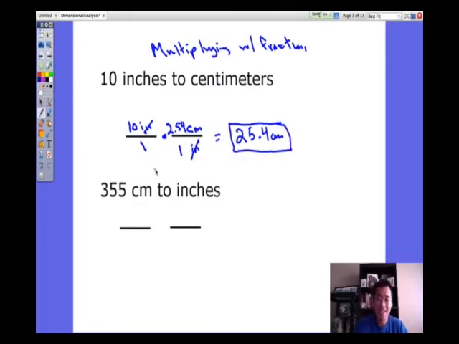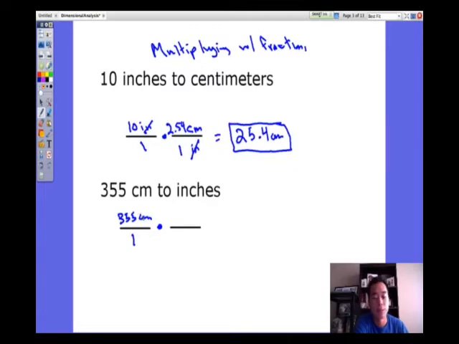Okay. The key again is to cancel out the units I don't want. So the second problem, I'm going to convert 355 centimeters to inches. Step 1, just write the unit they gave me, 355 centimeters. I'm just going to go ahead and put that over 1. Second step, put the multiplication symbol.